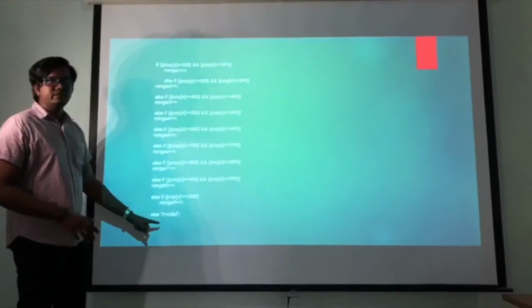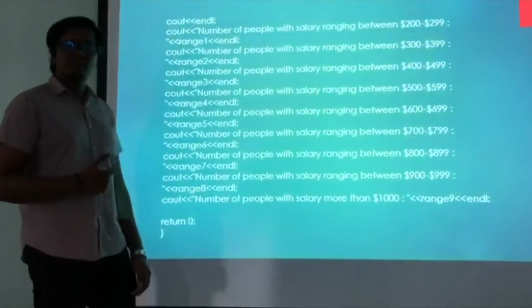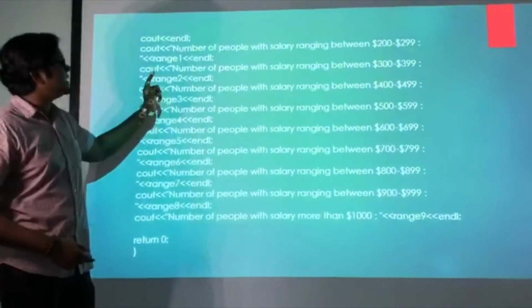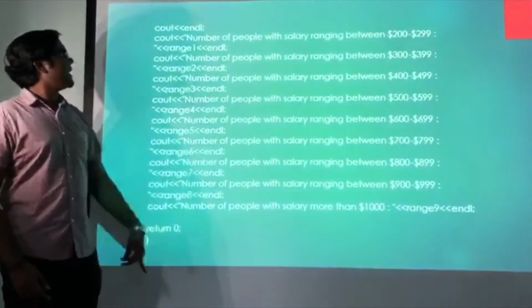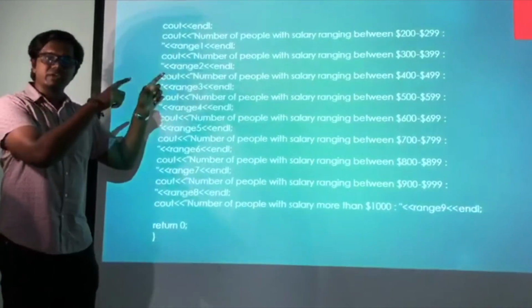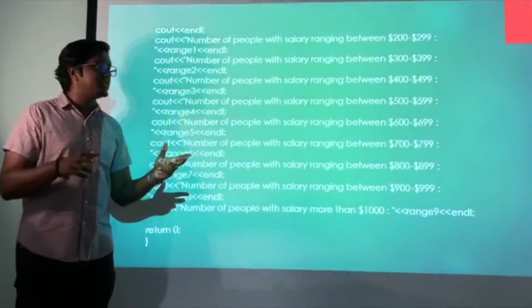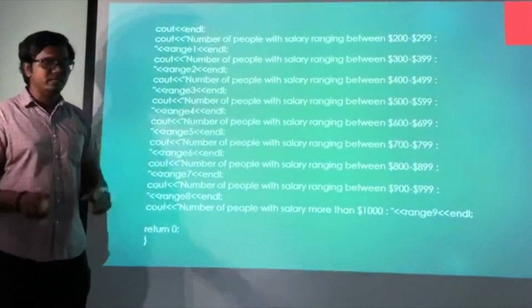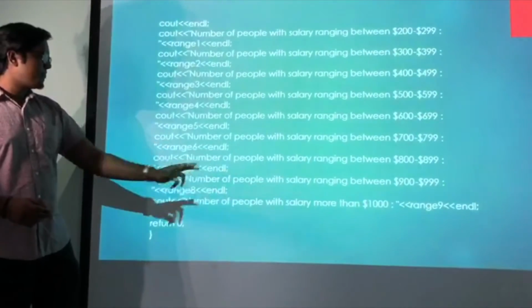If not, invalid. Next, the program tells us how many people have a salary ranging between 200 to 299, and it displays the number of people in that particular range. Next, it will show the number of people in 300 to 399, 400 to 499, and goes on and on until 900 to 999.